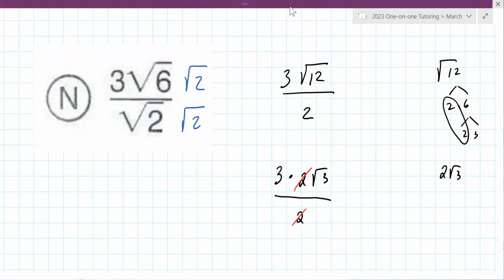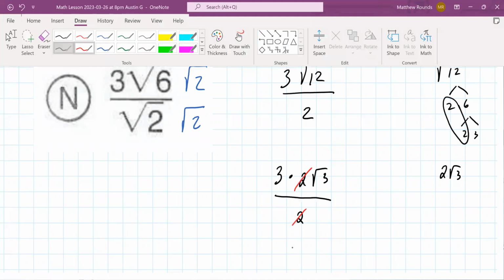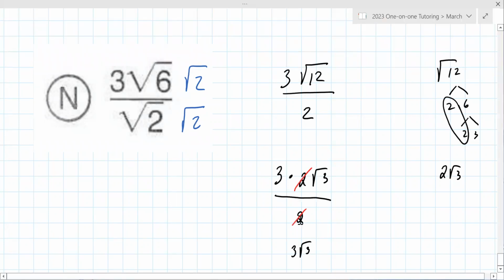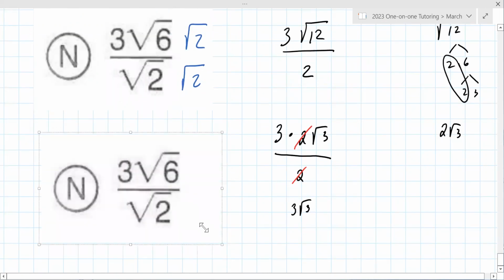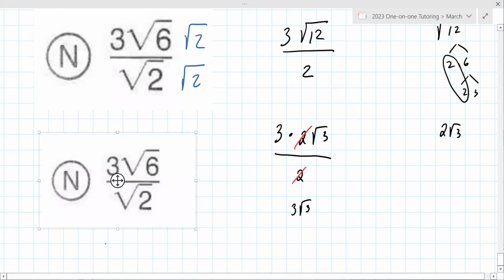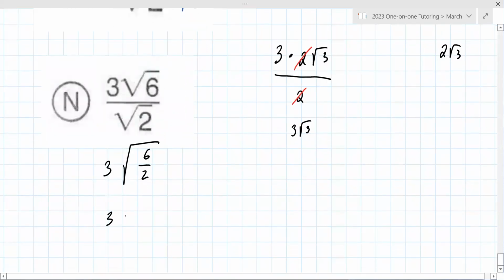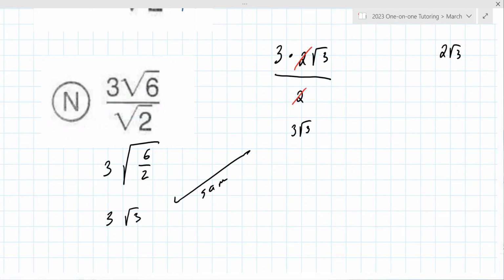Now, when you get an answer like this, sometimes you're like, well, maybe I could have done that better. Maybe there was a more obvious way to do it. And if you go back to the original, you can actually use the fact that it's a root there to make this 3 square root of 6 divided by 2, which is 3, which becomes 3 square root 3, which is the same. And that shows you that there's a variety of ways to get to the same answer. You just have to pick a path.